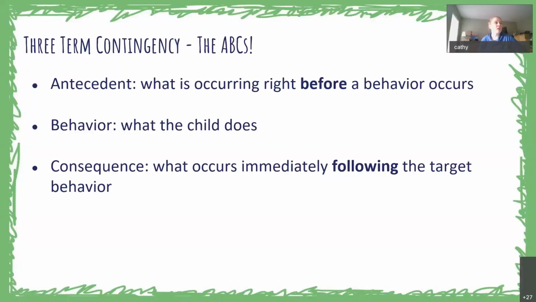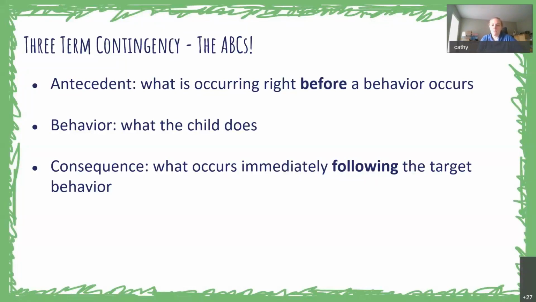Where we talk about the parts of when a behavior occurs. So an antecedent is what is occurring right before a behavior occurs. Behavior is what that child does, what the adult does, what the person engages in. And the consequence is what occurs immediately following that behavior.